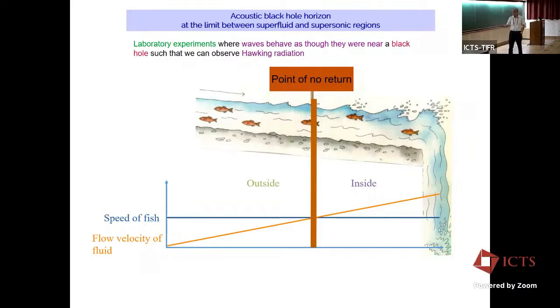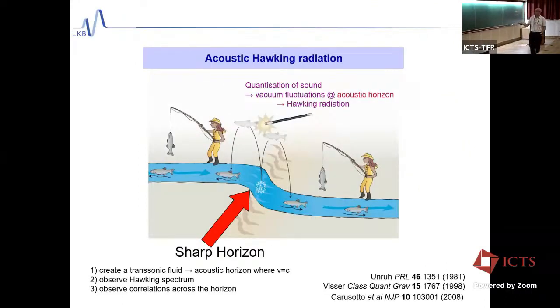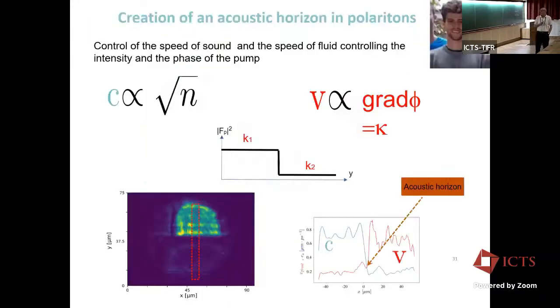Okay, so then when we have this horizon, the quantization of the sound wave tells us that vacuum fluctuations are scattered at the horizon, and normally we should have this Hawking radiation, and the idea is that in this analogous system it is possible to detect inside and outside the black hole, and then see the quantum correlation or entanglement. So how to set up this kind of experiment in a polariton fluid?